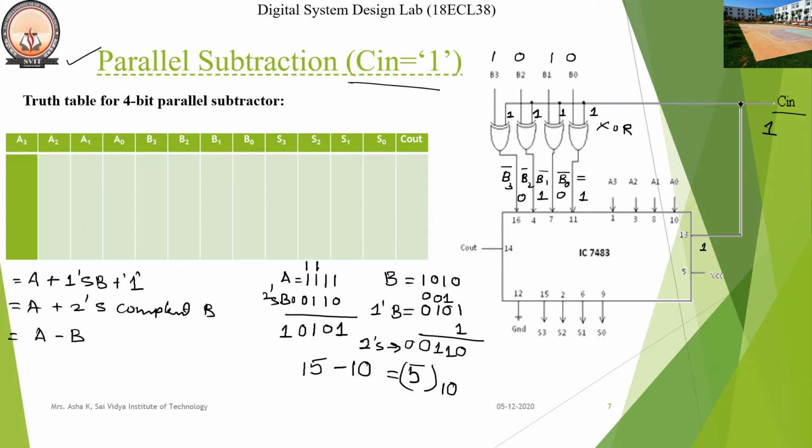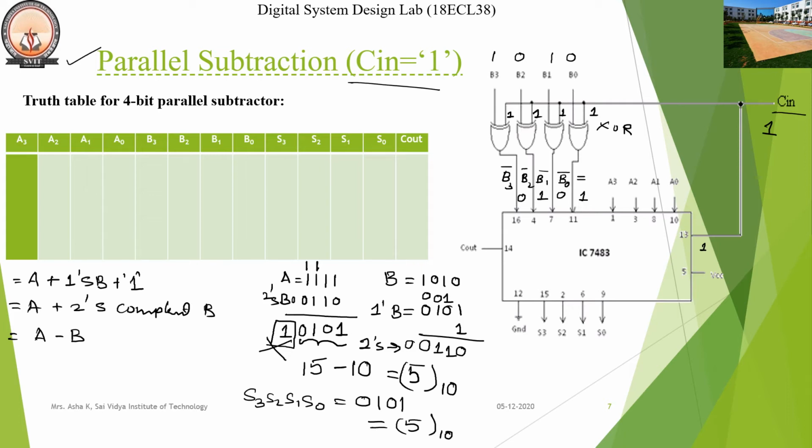As we all know that in 2's complement subtraction, we are going to discard the carry that we have obtained. Consider only the output, that is S3, S2, S1, S0 as 0, 1, 0, 1. This also produces the output 5 in decimal number system. Then now represent the output in the truth table.